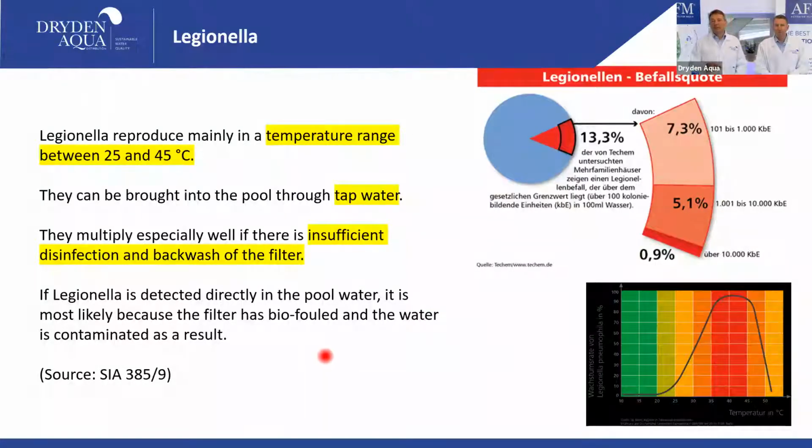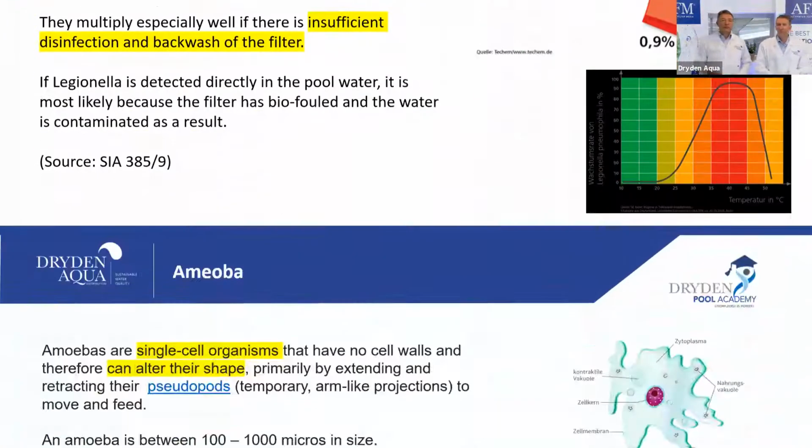I mean, we steal all the information, to be honest. That's from our Swiss norm. If Legionella is detected directly in the pool water, again, it's not coming from us, it is most likely because the filter has biofouled and the water is contaminated as a result. The problem comes from your filter, and we will see it.